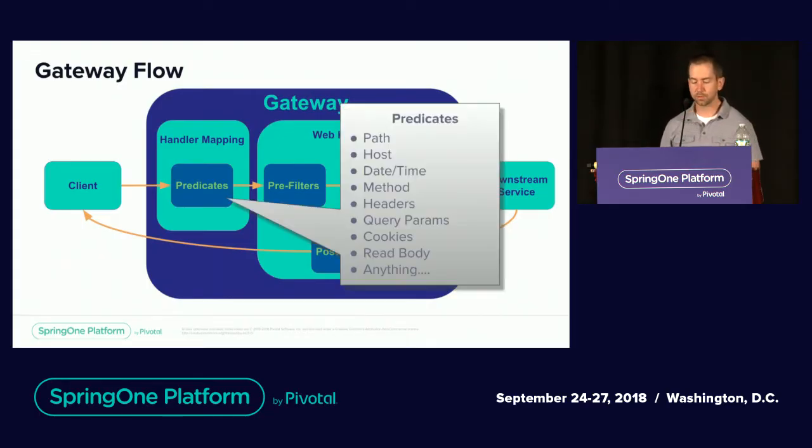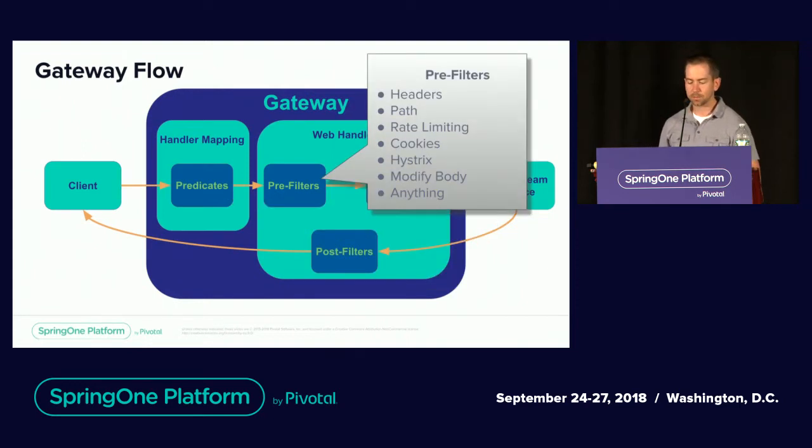So from a predicate point of view, the cool thing here is that you can pretty much match on any aspect of the request. So path, host, date, time, cookies, query parameters, anything, the body, all that stuff. That's pretty cool, and it's a big enhancement over what Zuul could do. Filters, again, you can match on all aspects of the request. Whether you want to match on path, incoming headers, you can match on the date and time that the request comes in. You can do cool things like rate limiting and apply circuit breakers with Hystrix, which we'll show a little bit in the demo.